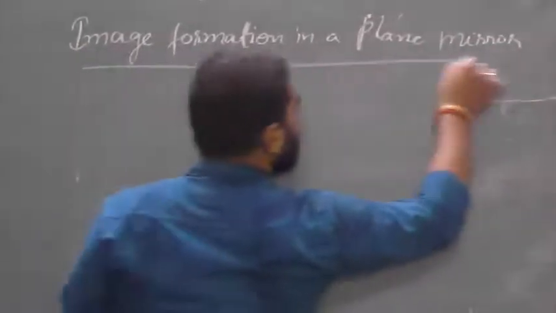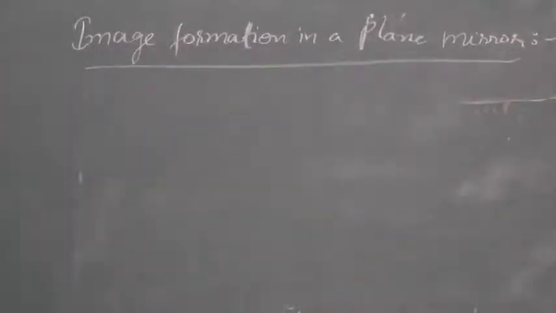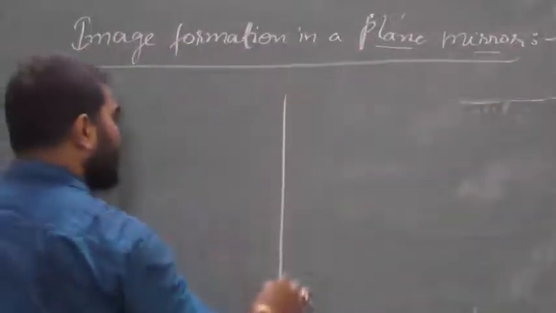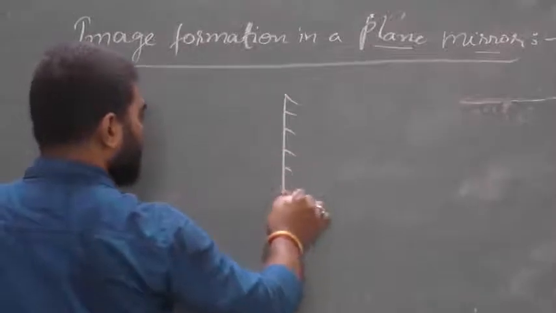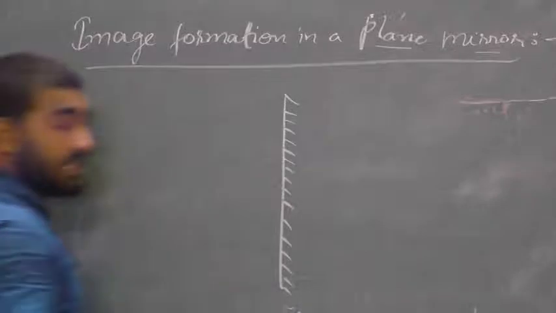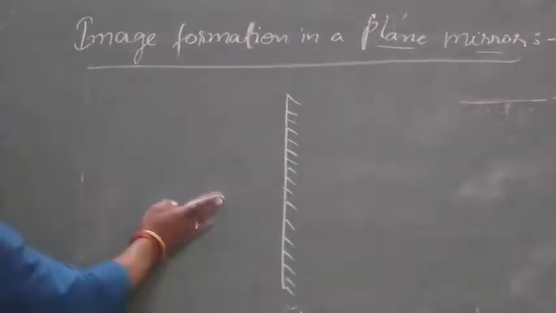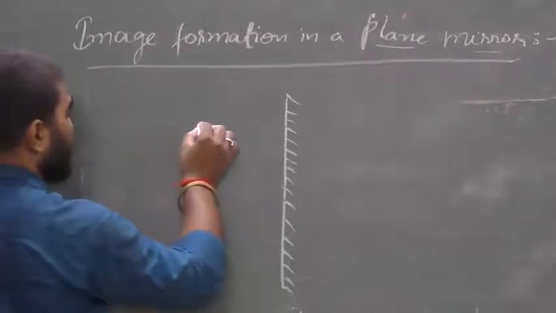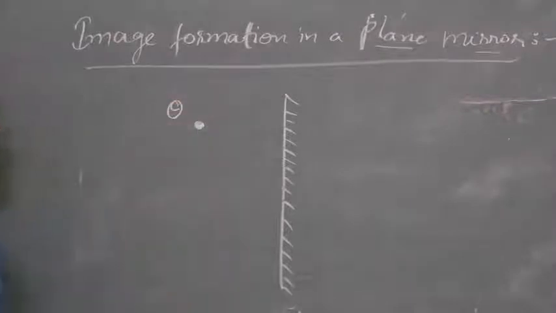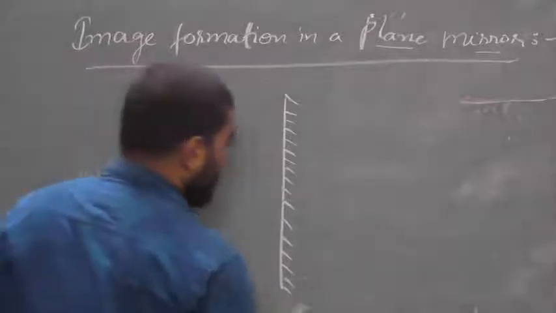Firstly, what do you mean by plane mirror? A mirror whose reflecting surface is plane is called a plane mirror, simply from the name. If we do silvery coating on a transparent glass, then a plane mirror can be formed. Here, let us suppose a point object O is present here, and we want to make the image formation in a plane mirror.